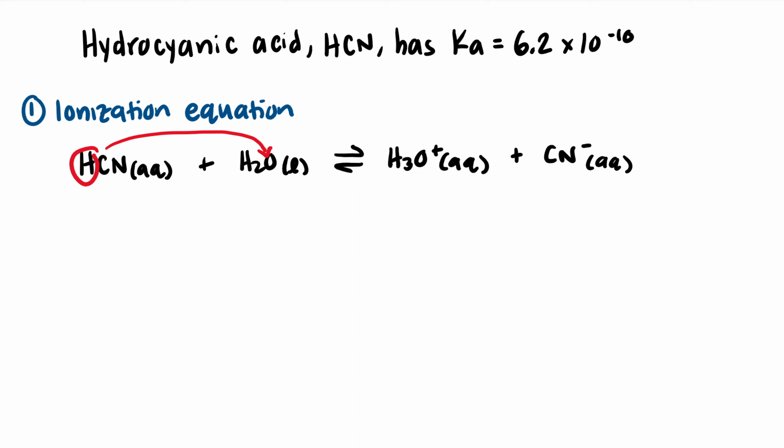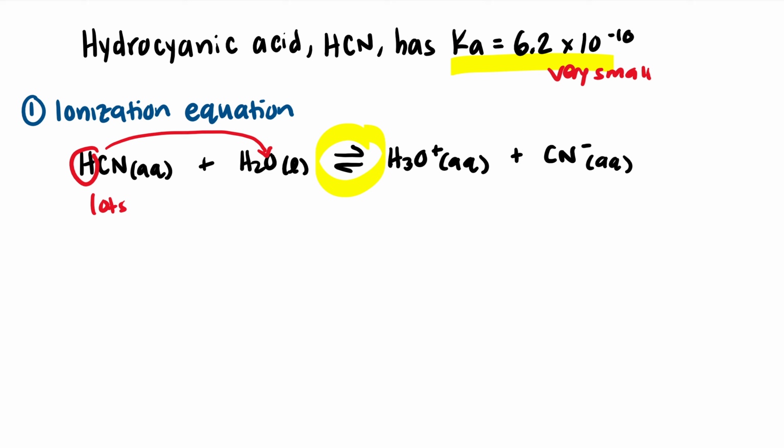Okay. A couple things to note here. I am using a double arrow to signify that this is a reversible reaction. And I know that this is going to be heavily reactant favored because take a look at that Ka value. That's a very, very, very small Ka value, meaning that this is heavily reactant favored, which really means you're going to have a lot more of the whole hydrocyanic acid at equilibrium.